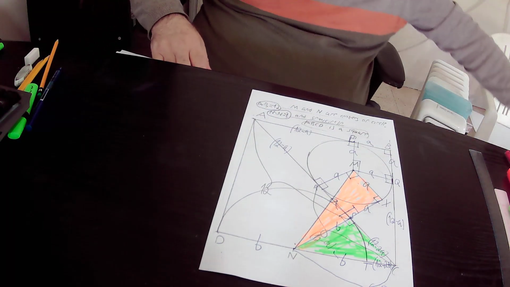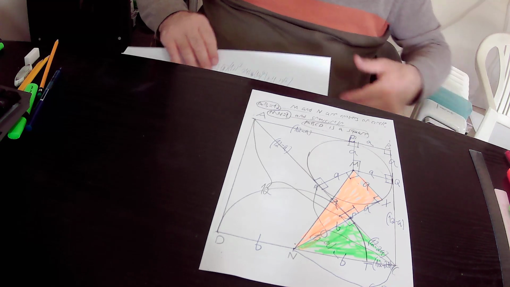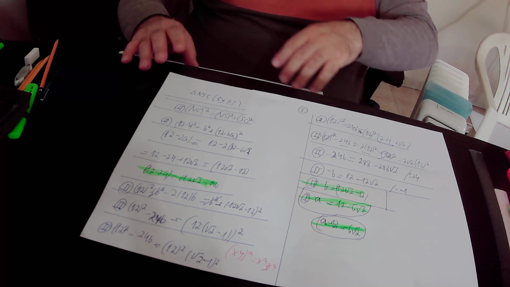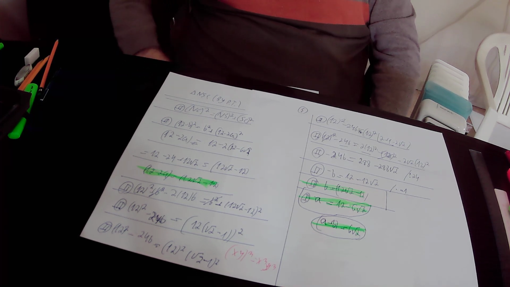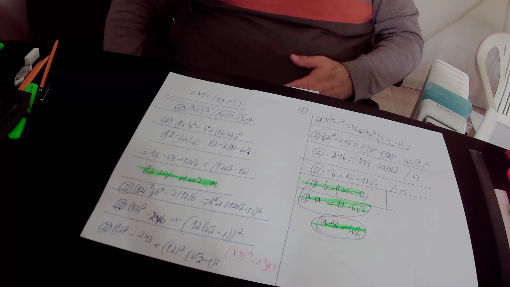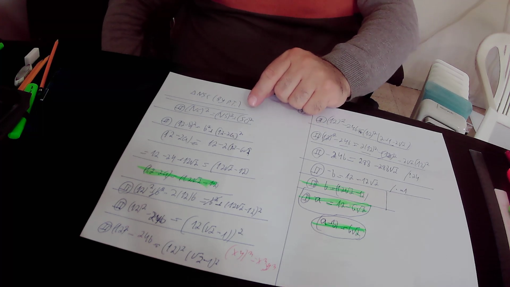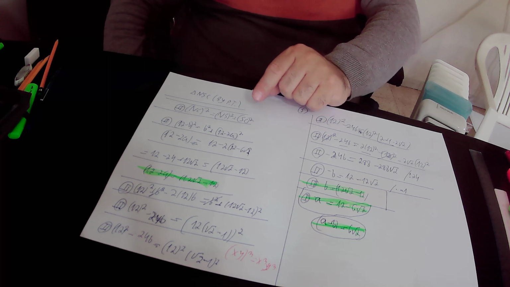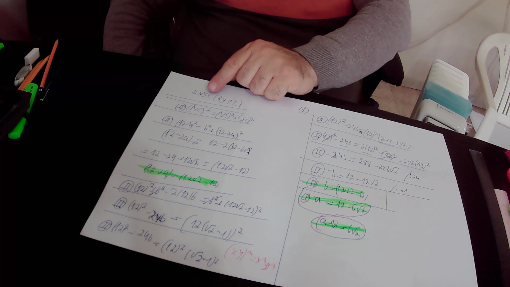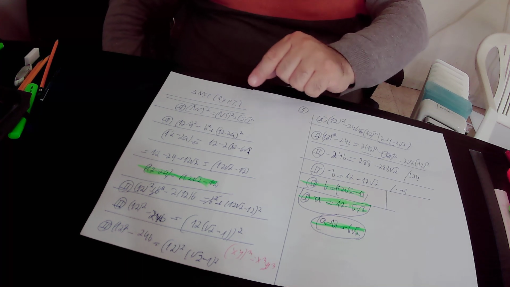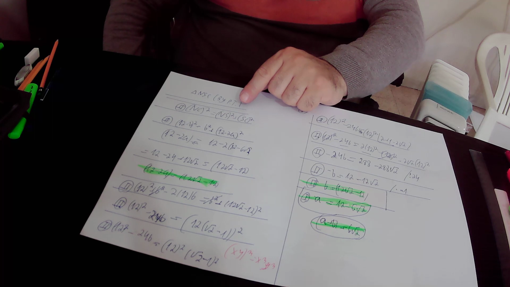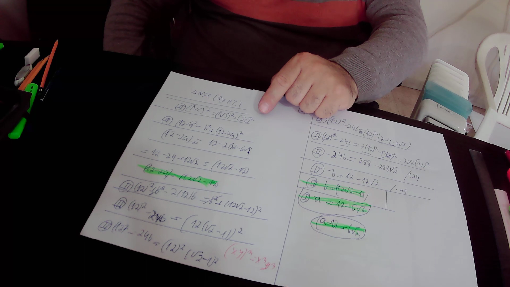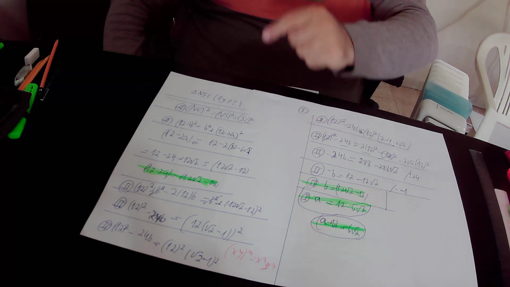Then we implemented the Pythagoras theorem on the right green triangle, triangle NSC. According to the Pythagoras theorem, the square of the hypotenuse equals the sum of the squares of the perpendiculars. The square of the hypotenuse is NC square, and it must be equal to NS square plus SC square. NC, the hypotenuse, equals 12 minus B, so NC square is (12 minus B) square. It equals NS square, NS is B, so NS square is B square, plus SC square. SC is 12 minus 2A, so SC square is (12 minus 2A) square.